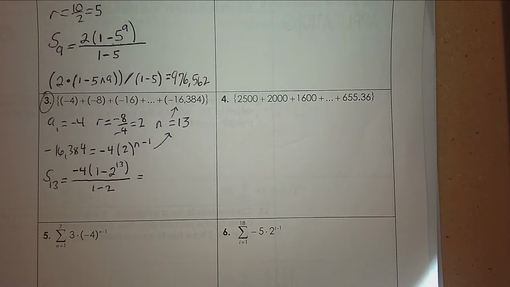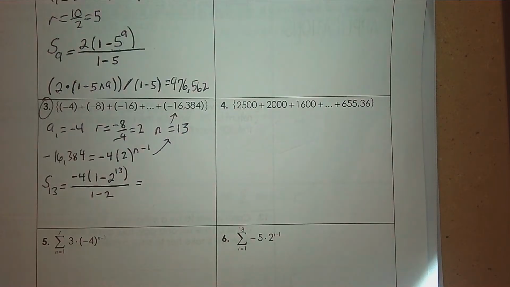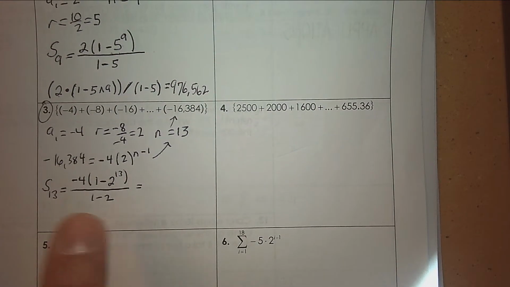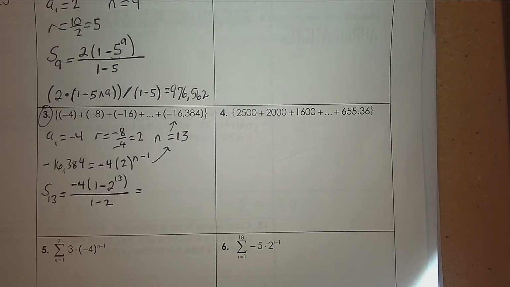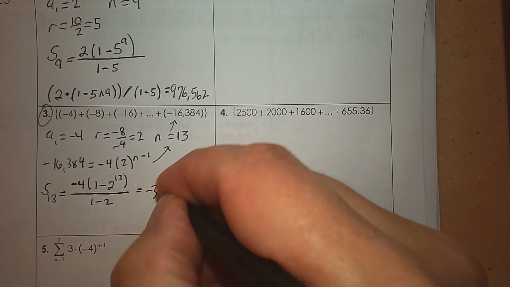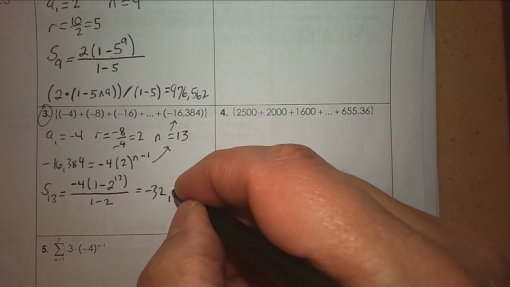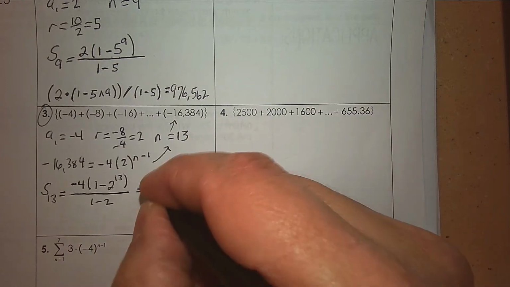Type it in. You know you typed it in correctly if the calculator gives you this picture. If it's off the picture, that means you typed it in wrong, and you have to think about the parentheses. Or if it gives you a syntax error, you used the wrong negative, or you didn't include a parenthesis. The answer is negative 32,764.